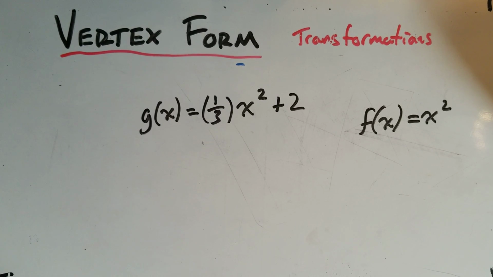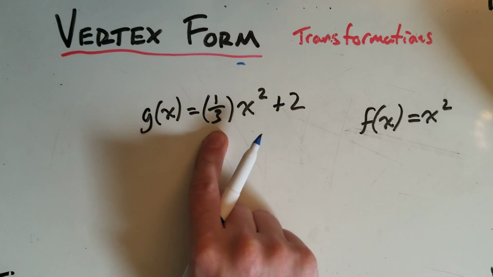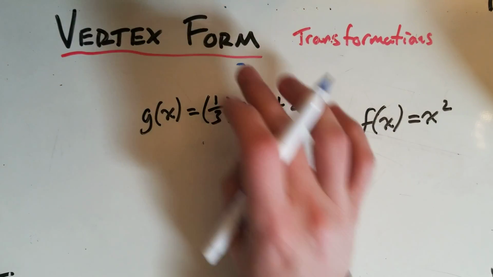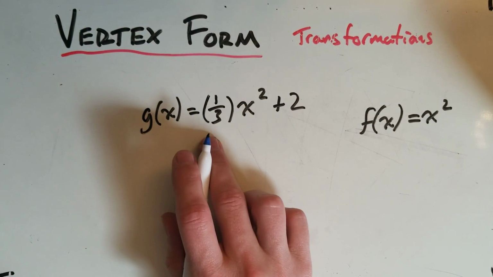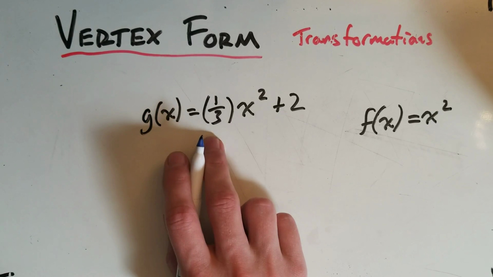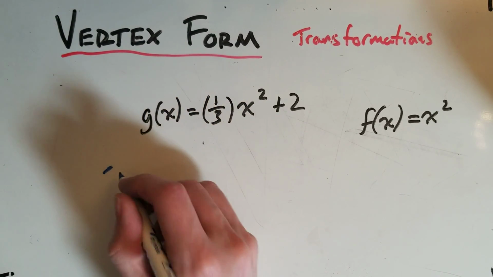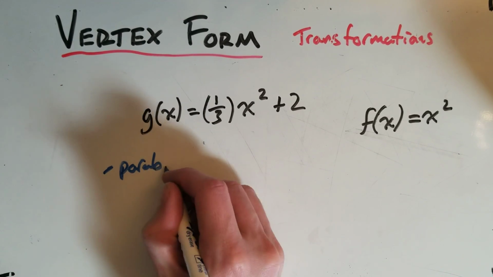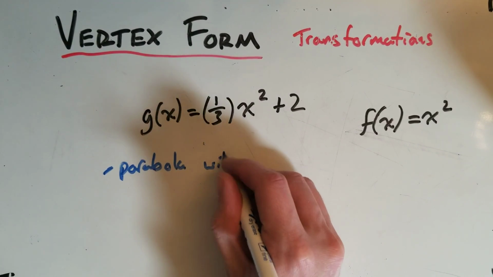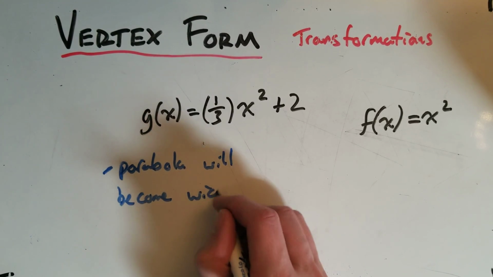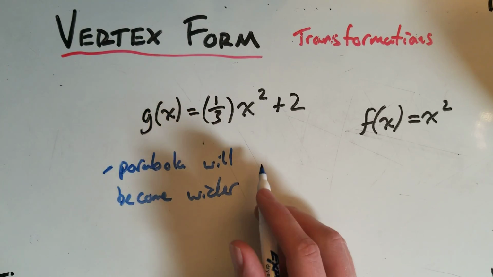So the first thing we want to look at, your a value is 1/3. That is positive, so it's not going to be a reflection, but it is going to be a dilation here. Since the absolute value of a is less than 1, the parabola will become wider. It's going to be a wider parabola.